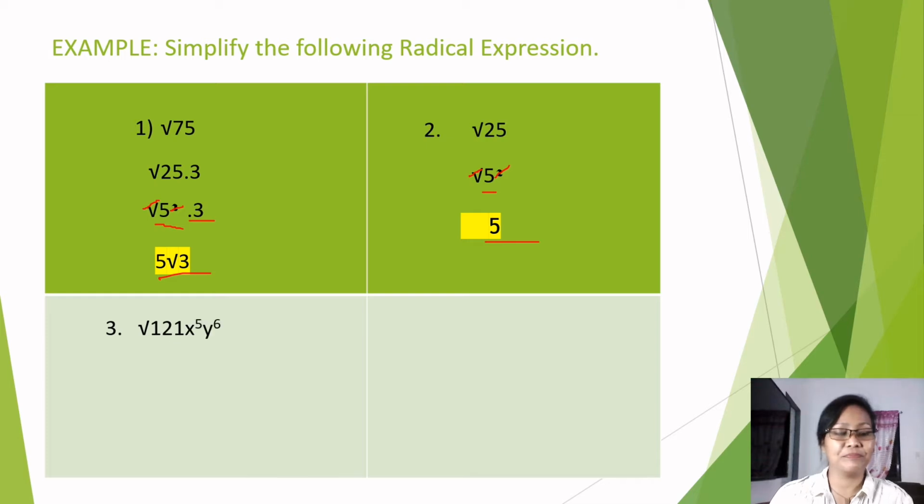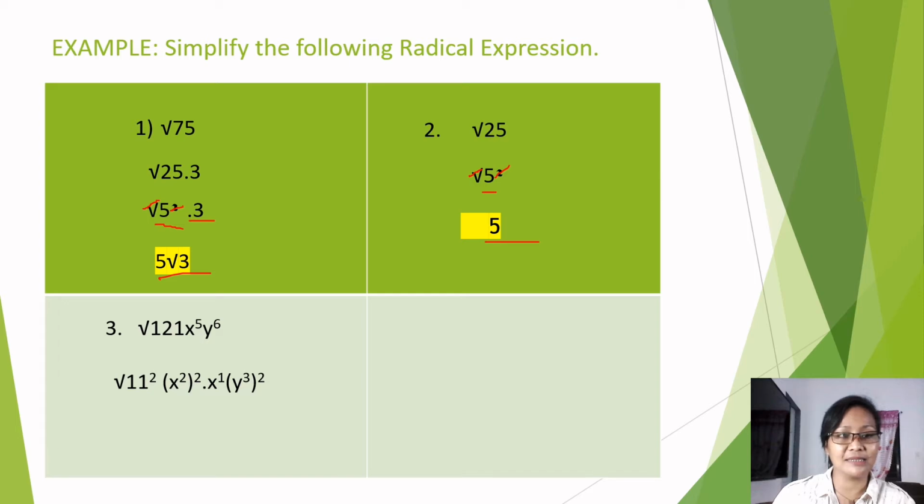Number 3, square root of 121, x to the 5th power, y to the 6th power. Of course, always start with factoring the number. The factor of 121 is 11 times 11, or we can write it in exponential form, 11 squared.